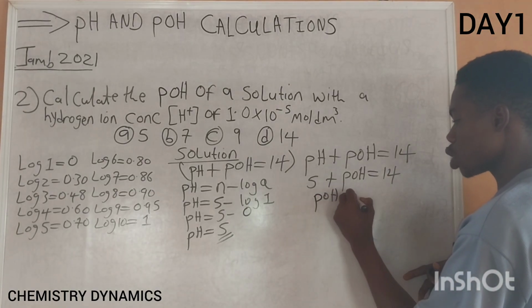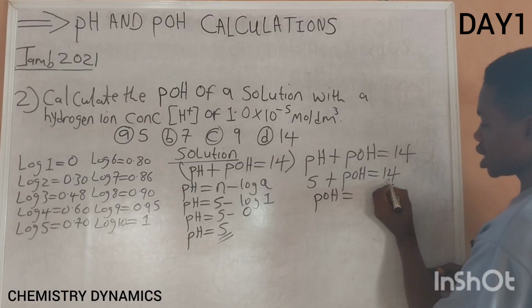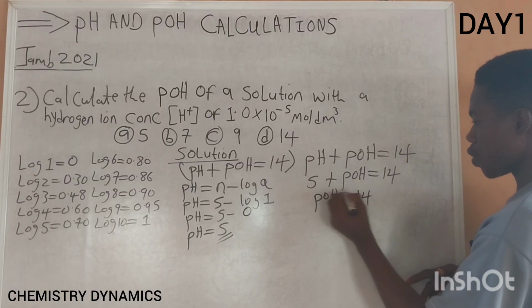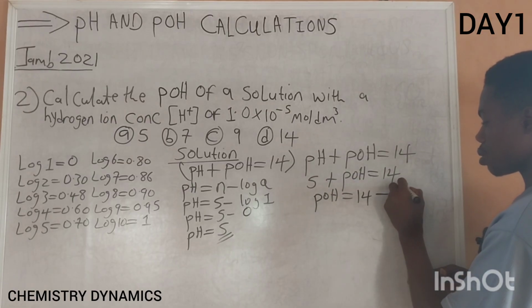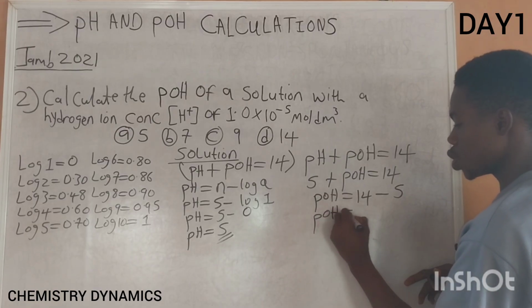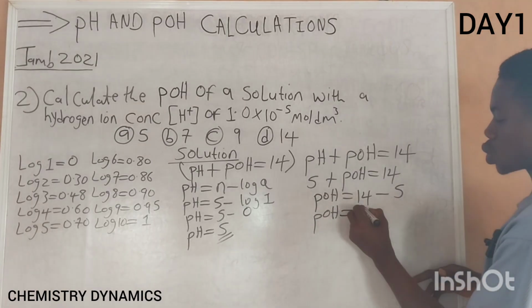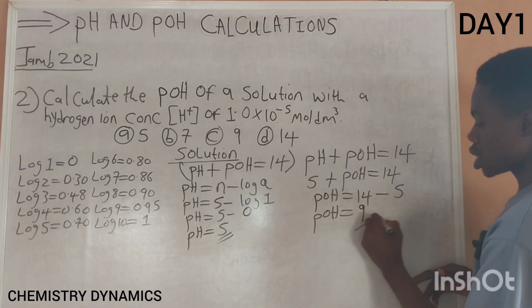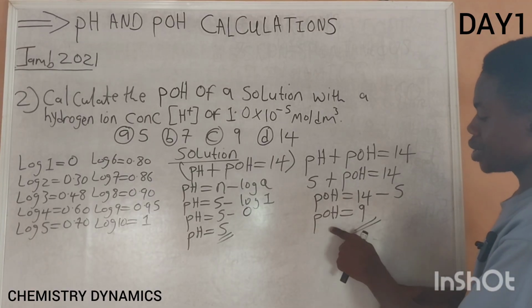So pOH equals 14, you bring it first, 14 minus 5. So pOH equals, now 14 minus 5 is equal to 9. So this happens to be our pOH. So pOH equals 9.